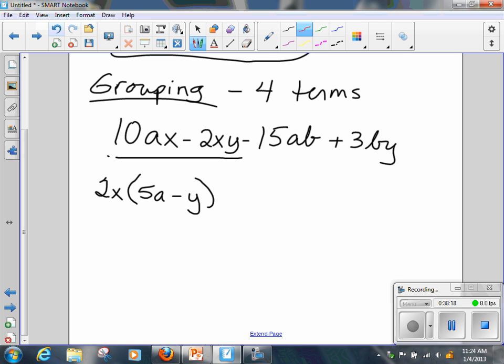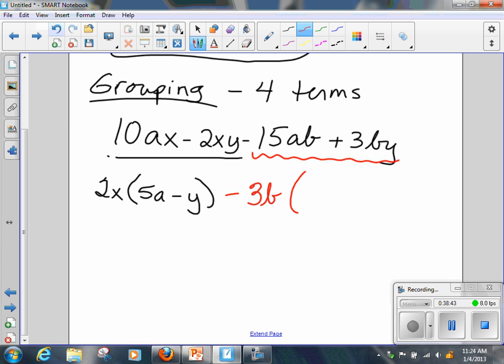Now the next one. What's the GCF of 15ab and 3by? 3b. All right, here we go. This is the one I always have to think about. Is that going to be a minus or a plus there? And I always have to think about it.